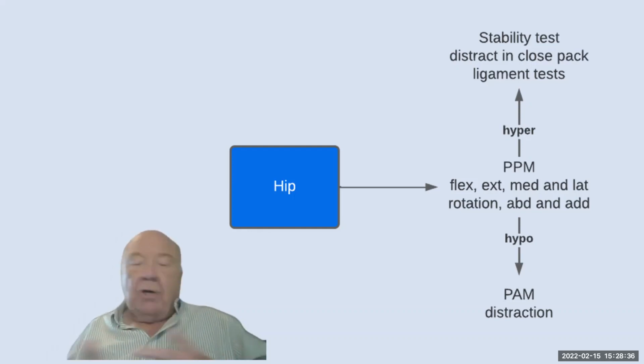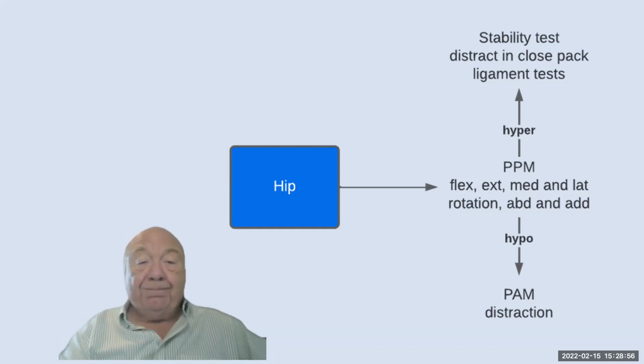You can't do glides up and down with this. The joints are too congruent. If the labrum's intact and the articular surface is intact, then you can't glide it. The problem you've got is trying to feel the glides as a glide rather than the whole pelvis movement. So this joint can be a little bit difficult to stabilize for both the PPM test and the PAM.